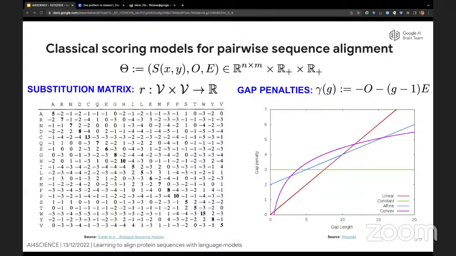This is why, when we look at a particular substitution matrix family, like BLOSUM, we have BLOSUM 50 or 62 or 80. We can think about this as a kind of hyperparameter.